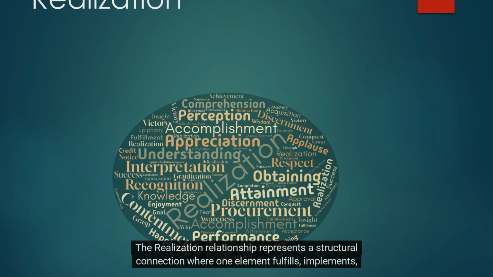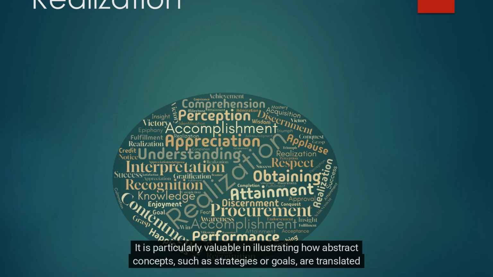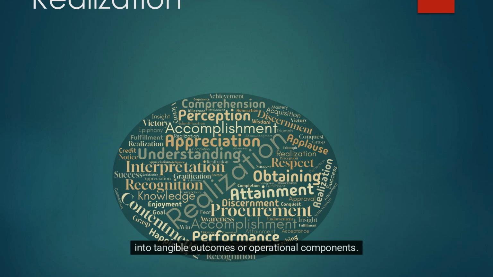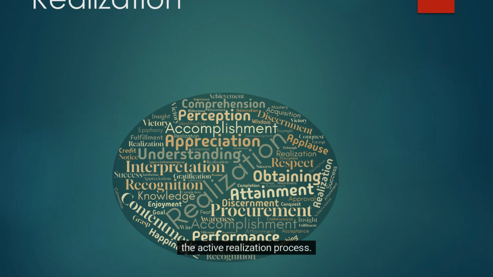The realization relationship represents a structural connection where one element fulfills, implements, or brings another aspect to life. It is particularly valuable in illustrating how abstract concepts, such as strategies or goals, are translated into tangible outcomes or operational components. For example, achievement highlights the effort and success in realizing specific objectives, demonstrating the active realization process.